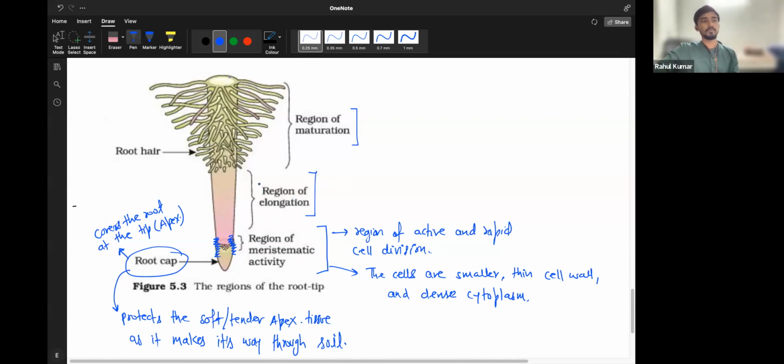Okay. Write down the cells in this region. Cells in this region undergo elongation, which means increase in size. Elongation.